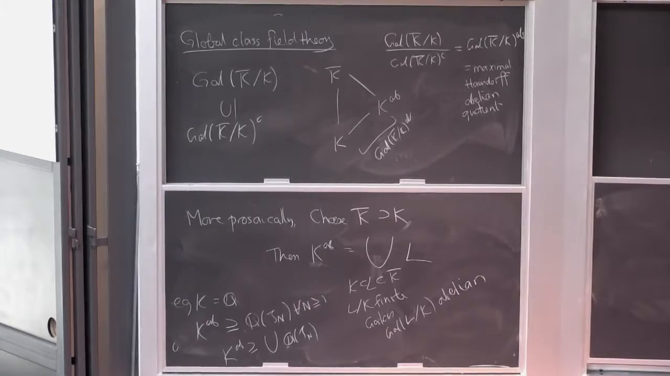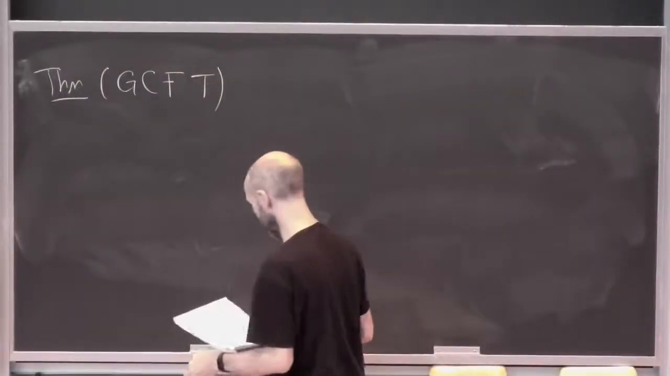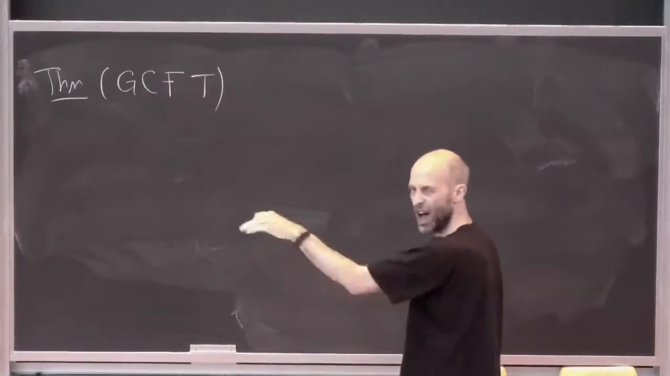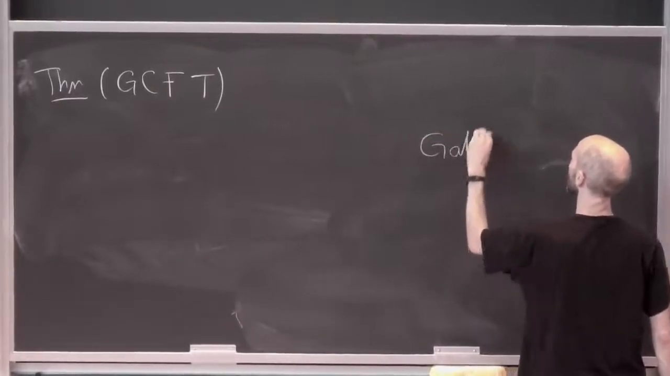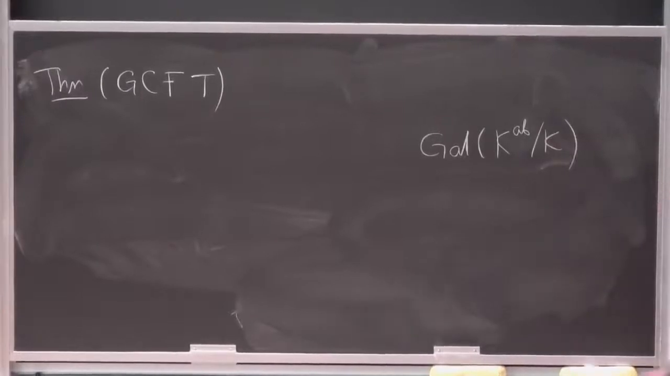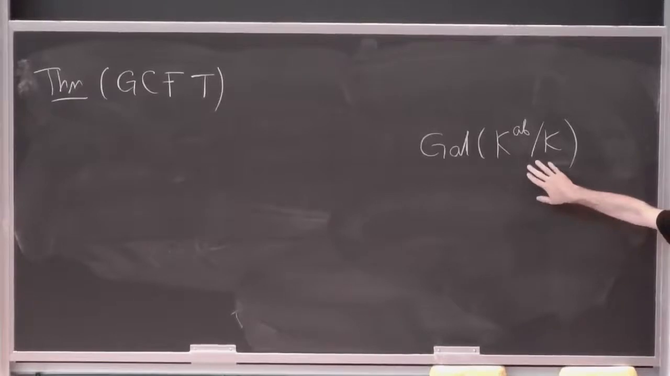Anyway, here's the theorem: global class field theory. For local class field theory, I had an R, and the target of the R was the Galois group, so I'm going to go to Gal(K ab over K). We don't have to do global Weil groups, you'll be pleased to know. There is a global Weil group, but the local Weil group was a subgroup of the local Galois group, whereas the global Weil group surjects onto the global Galois group. It's a totally weird and different situation.